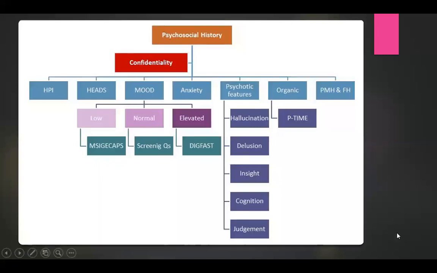Okay, so this is an algorithm that I made for the psychosocial history format. Of course, confidentiality is in red. It's very important. These are all in the same category. There's no order for it. We can change and alternate what we ask first. And then there's the approach to mood based on the answer they give us, and we proceed accordingly with these different mnemonics that we have.